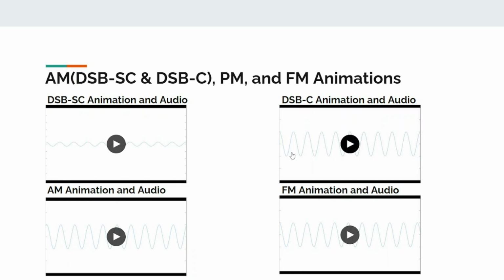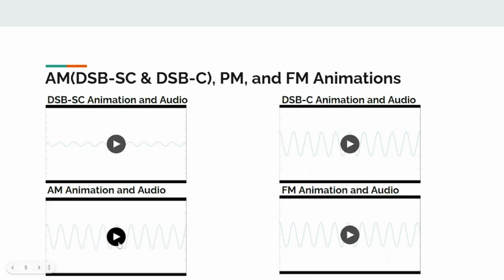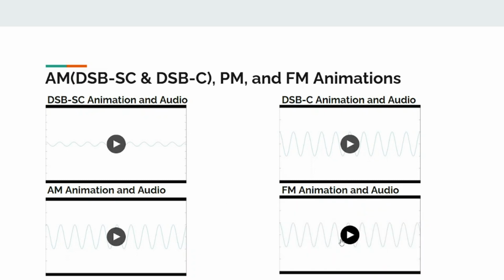You can see right there with carrier, the carrier is always present when I'm talking, as opposed to suppressed carrier, where when I'm not talking, it's a solid line. This is AM. You can see right there the actual phase of the carrier is changing. And FM. You can see that the frequency is changing.